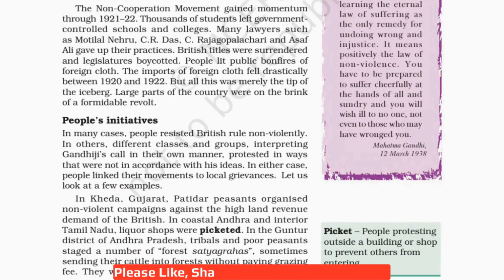Now people took initiative in favor of this revolt. In many cases, people resisted British rule non-violently because Gandhiji was in support of non-violence. In others, different classes and groups, interpreting Gandhiji's call in their own manner, protested in ways that were not in accordance with his ideas. In either case, people linked their movements to local grievances. Let us now look at a few examples.